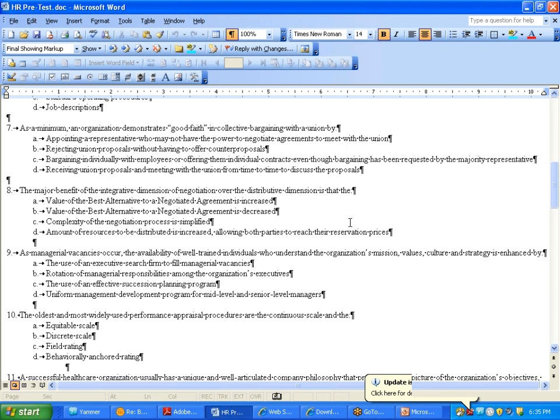In an integrative dimension, you have an opportunity to go out more than the pie. In the distributive dimension, it is the pie. You only have so much to distribute, and whatever you distribute, that's all you can distribute. Okay, the major benefit of the integrative dimension of negotiation then is that the value of the best alternative is increased, the value is decreased, the complexity is simplified, the amount of resources to be distributed is increased.